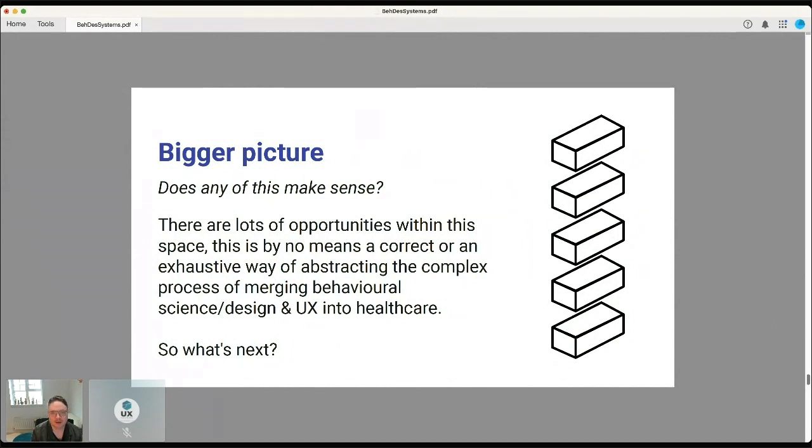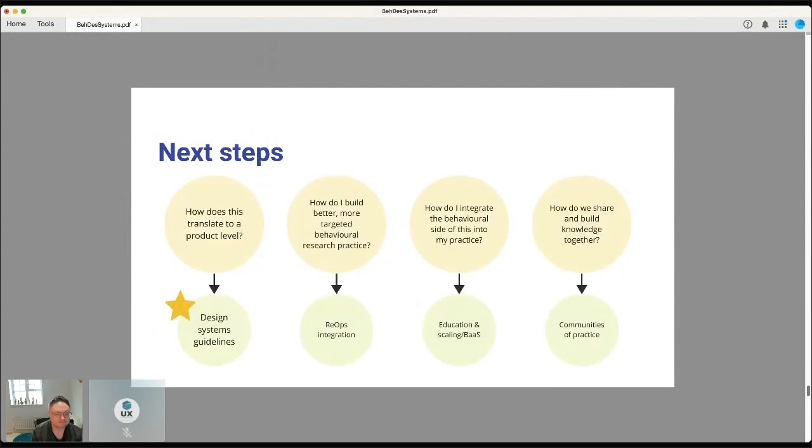I've just tried to think about what's worked and what's not worked for me over the last 5 or 6 years, and what I'm going to do as well, hopefully in the next 5 or 6 years, and hopefully onwards in my career in healthcare as well. So, what can we think about as a community of practice? Well, how does all of this stuff translate to a product level? And this is something that I'm working on in my own spare time at the moment.